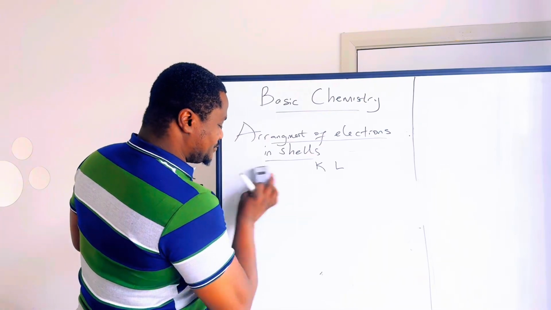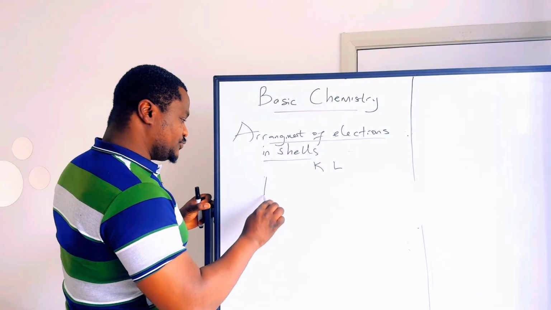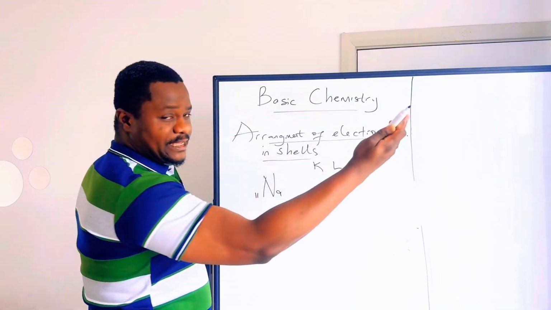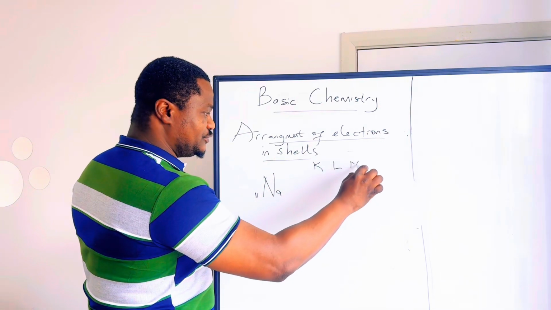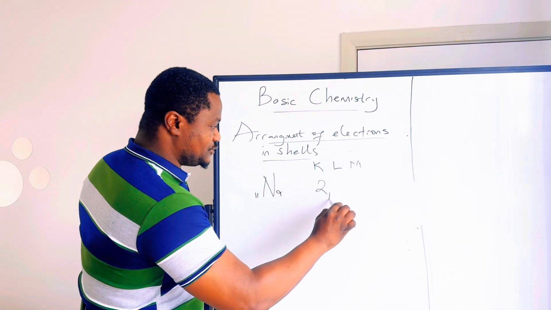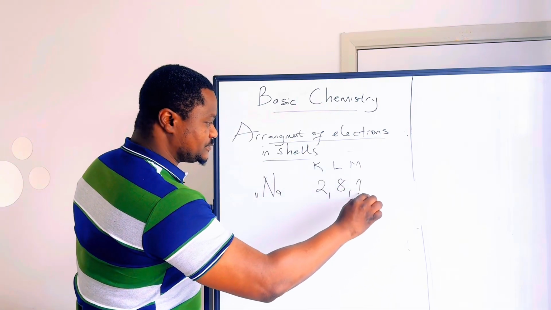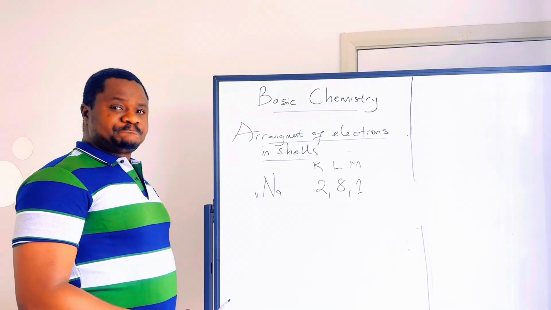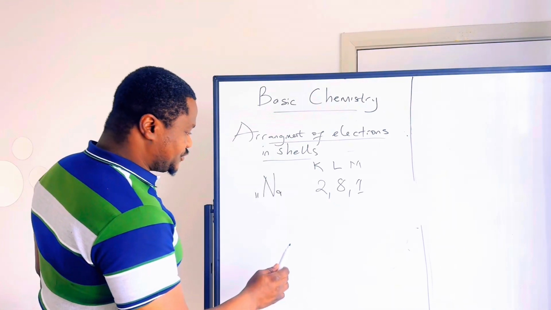Let's take another example. Let's say sodium. Sodium is Na. Sodium is 11. Now, from our KLM configuration, which I know you're used to in the class, sodium is what? 2, 8, 1. 1 electron in the outer orbital, in the outer shell.